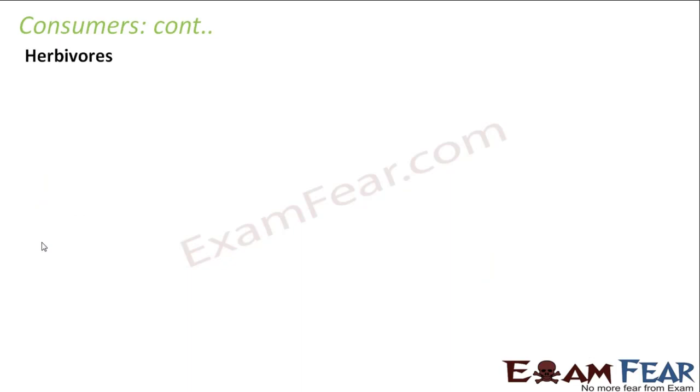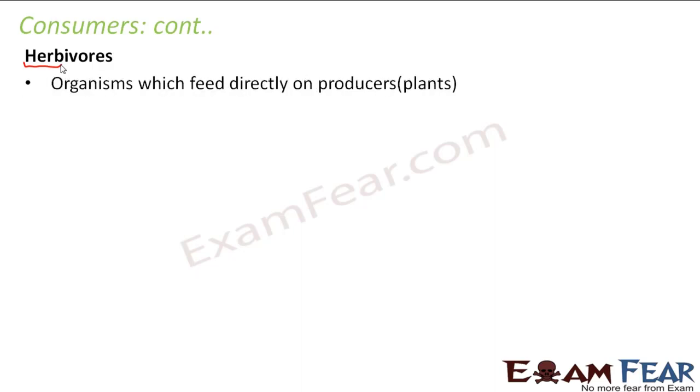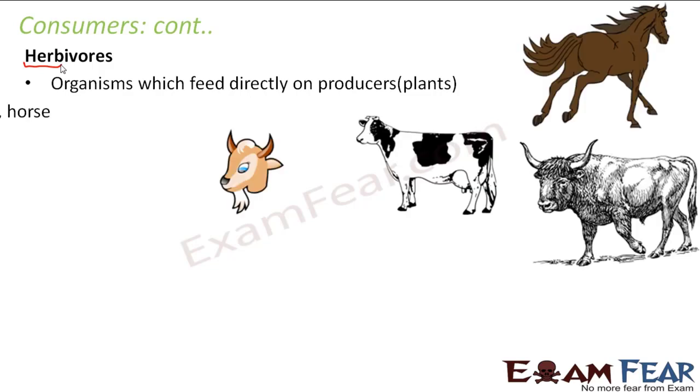So what are herbivores? Herbivore is derived from the word herb. What is herb? Herb is a small plant, right? So organisms which feed directly on producers, that is plants, those organisms which are directly dependent on plants are called herbivores. Examples: goat, cow, buffalo, horse. So all these animals directly feed on plants. So that is why they are also consumers, but they are directly dependent on plants, so they are herbivores.